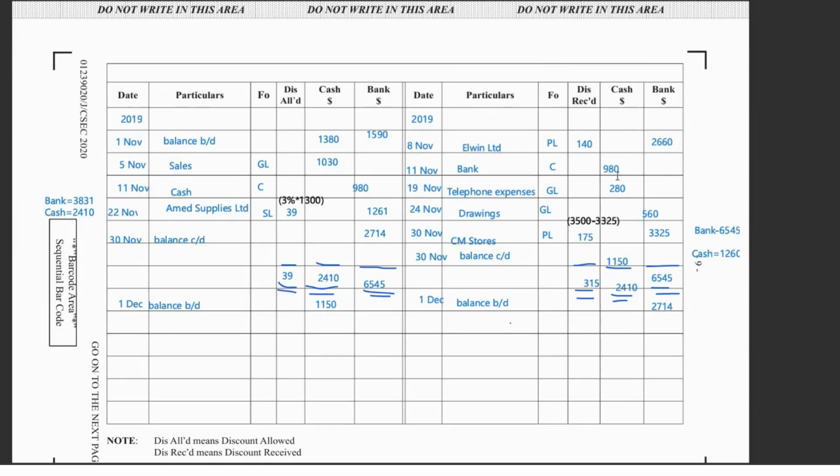Now, from balancing off in your class, you should have learned that you subtract the smaller total from the larger total. So you're going to say 2,410, which you would have received on your debit side, minus 1,260, which is 980 plus 280, right? Would have given you $1,150. And that is what I placed as my balance CD on the 30th of November, 1,150.